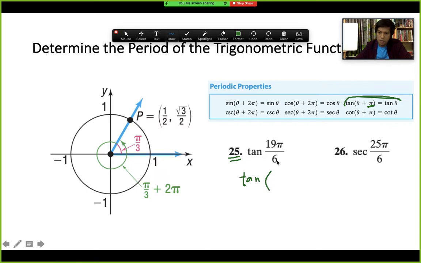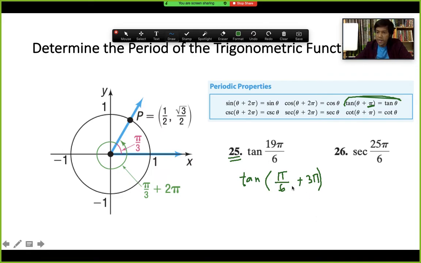So if we break down 19 pi divided by 6, we can write it this way. It is divided by 6 and we have to write something here to match with 19 pi. So if I write 3 pi here, we get pi by 6 plus 3 pi. 3 into 6 means 18, so 18 pi plus pi means 19 pi.